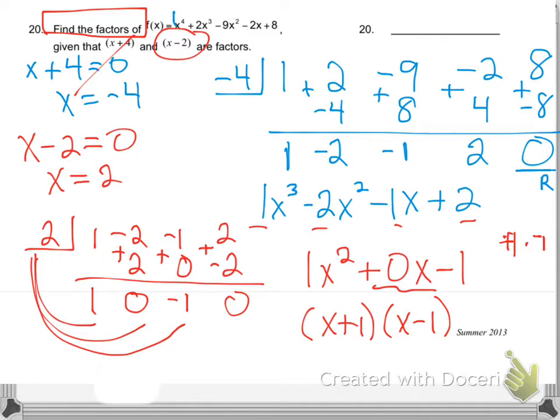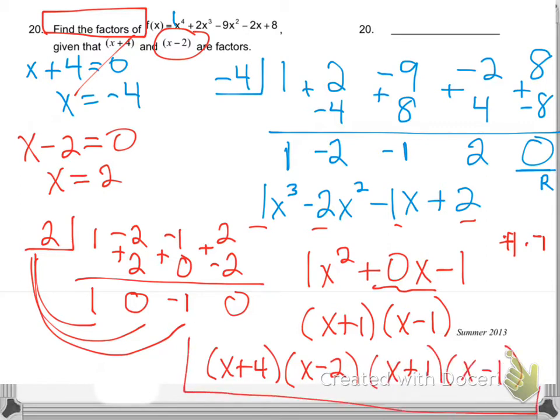So these aren't my only factors. Technically, if I wrote it out in factored form, they gave me up top x plus 4. They gave me x minus 2. And we found x plus 1 and x minus 1. So this is the same as the original function. It's just in factored form.